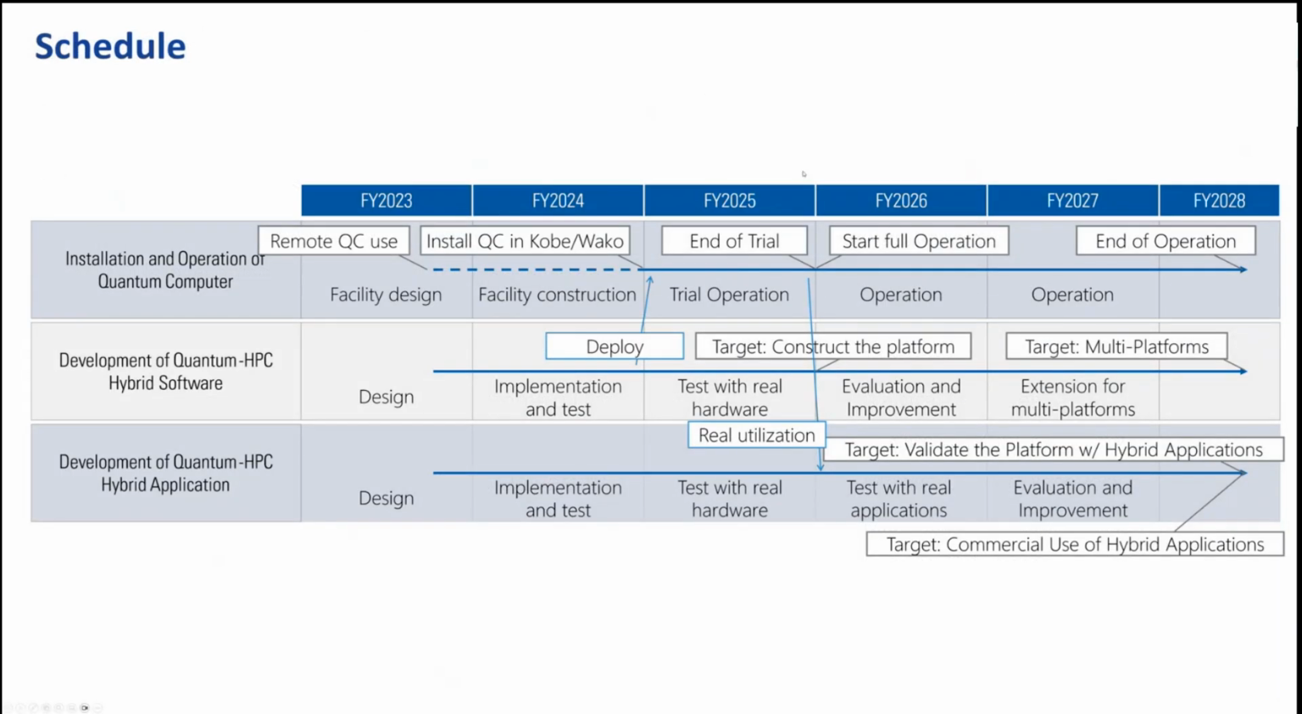At the end, I have to show our schedule. We are almost at the end of fiscal year 2025. We will end the trial operation and start full operation from next April. But before that, we have an evaluation. If we get a good result from this evaluation, then we can continue in fiscal years 26, 27, 28, and so on. So that's the end of my presentation. I will be happy to take some questions.